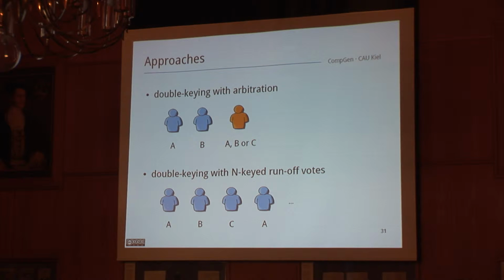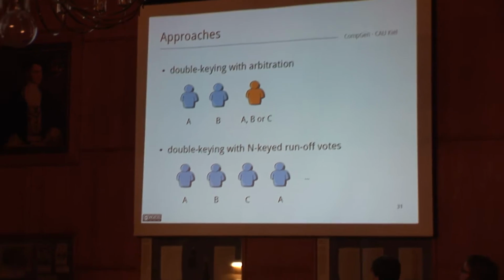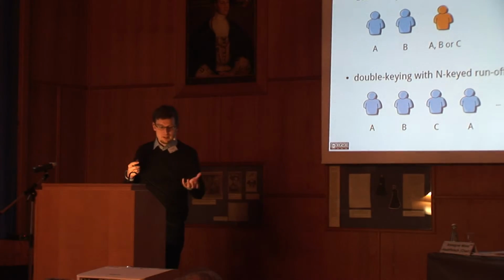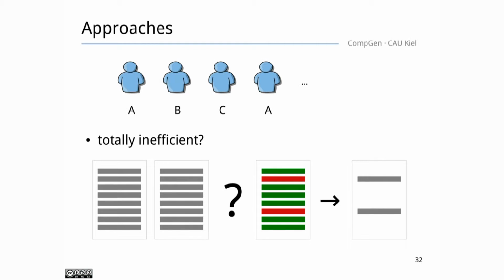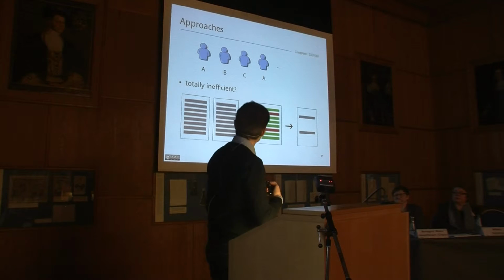So that would be the expert user. And the most complex alternative is the double keying with n-keyed run of votes. So we ask many people to try to type the same entry until a majority is found for the data, what's written there. So we continue collecting different answers. And that's what we implemented after our first project.